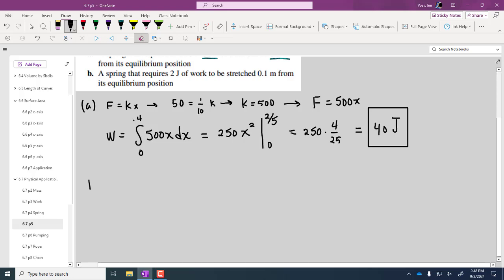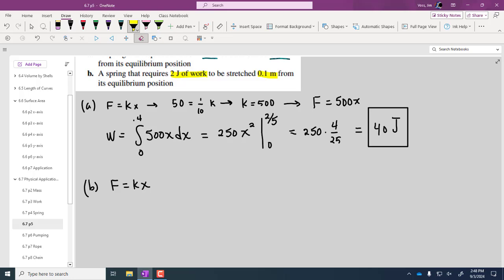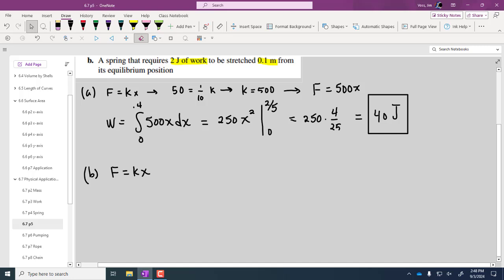So we know that we're dealing with F equals kx, Hooke's law. But here, the initial value that they give us is not force and distance, it's work and distance. So a little bit different. So here's how we're going to set up the equation in order to find this spring constant here.